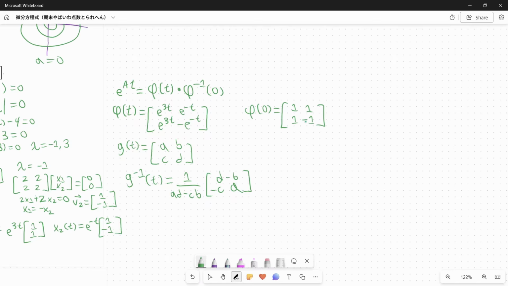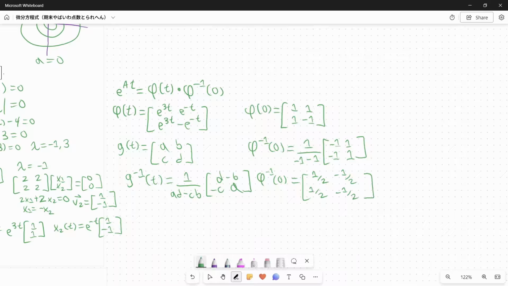So now we can compute the matrix inverse. That's going to be phi inverse of 0 equal to 1 over the determinant of phi of 0, so that's going to be negative 1 minus 1. And then put in the adjugate matrix, so negative 1, 1, negative 1, and 1, like this. And then that's going to simplify to phi inverse of 0 is equal to just 1/2, and then negative 1/2, and then 1/2 again, and then negative 1/2, if I'm not mistaken.